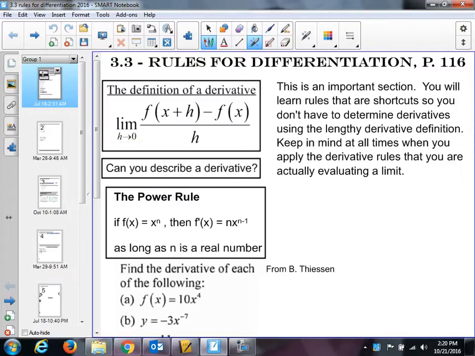And have this memorized. It's the limit of h approaching 0 for f of x plus h minus f of x, all over h. It's the slope formula, right? With that limit, that h limit idea.